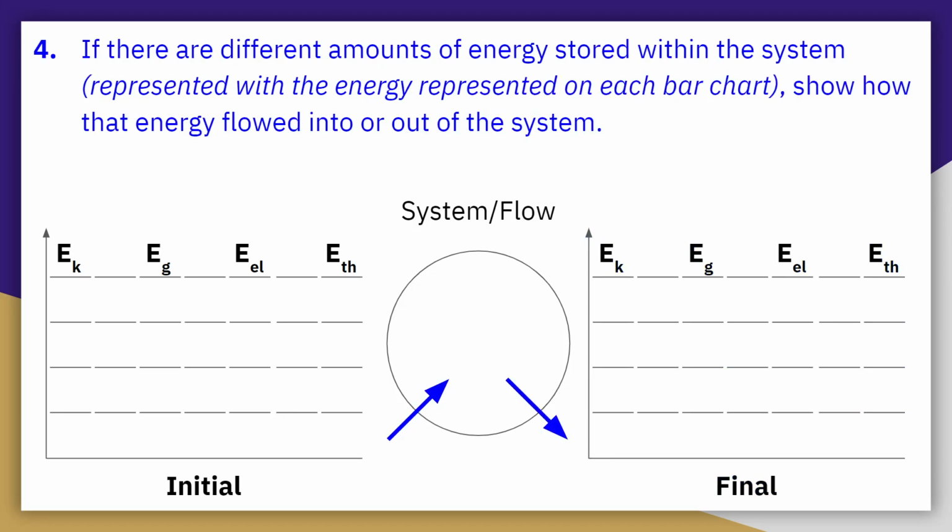Once both bar charts are constructed, we should be able to see whether or not the two bar charts would have the same amount of energy stored within the system. If there is not, and we have no way to explain why they are not equivalent, this is where step 4 comes in. When there are different amounts of energy stored within the system between the initial and the final state, we need to show how that energy flowed into or out of the system, that change in energy.